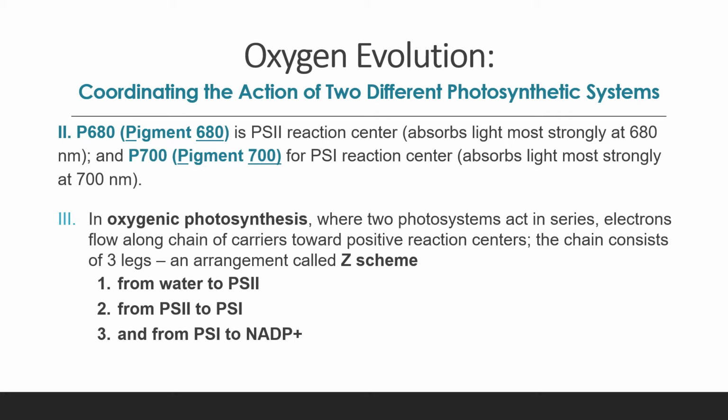So, in oxygenic photosynthesis, where two photosystems act in series, electrons flow along chains of carriers towards positive reaction centers, and the chain actually consists of three legs, and collectively they are known as the Z-scheme. Okay, so the three legs being considered here: the first one is from water to photosystem 2. The second one is from photosystem 2 to photosystem 1, and then lastly from photosystem 1 to NADP. Okay?